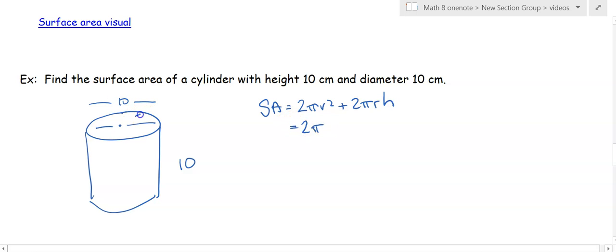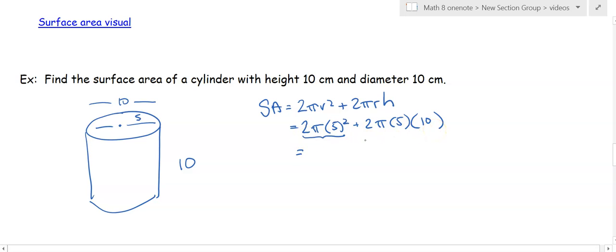Our r is 5. Since our diameter is 10, we would put 5 in. 2 pi 5 multiplied by height 10. I don't put units into my formulas. I just know that when I put my units in, they're all the same. I'm putting all centimeters. If one of them was meters, I'd convert it so they're all the same. And in your final answer, I'd put the units back in. But it gets cluttered when you put units in.